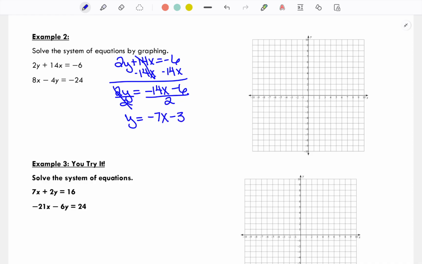We can go ahead and get that graphed. So we have a negative 3, and then we're going to go down 7, and then over 1. Then we can actually go back up 7, 1, 2, 3, 4, 5, 6, 7, and then back 1. And if we go up 7 more, we'll be actually off the graph, so we'll be about here.